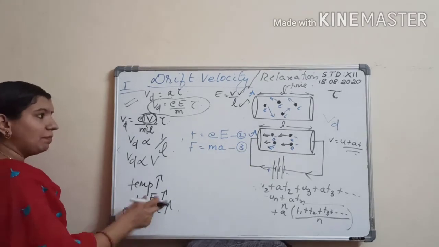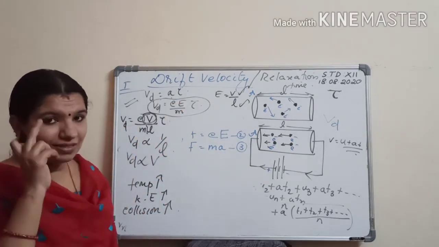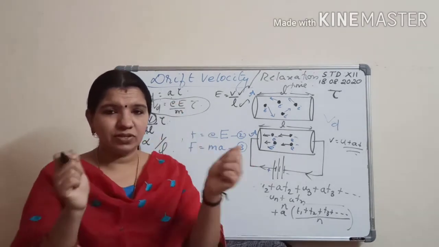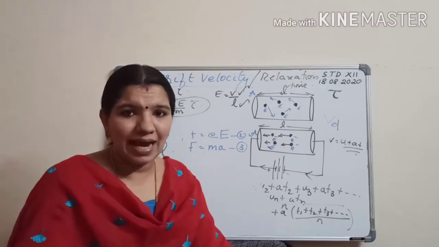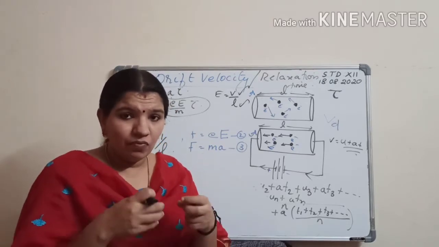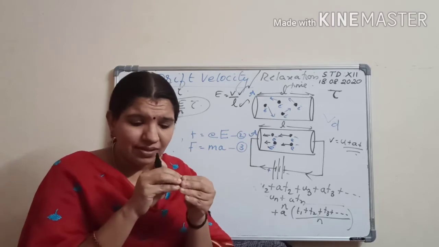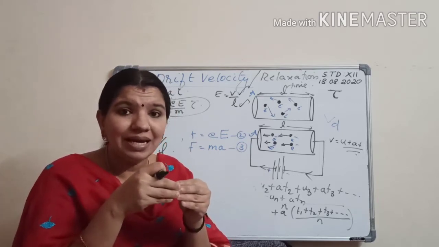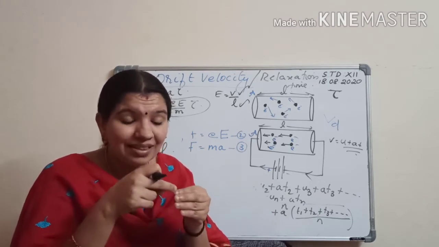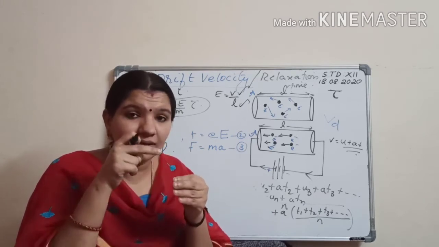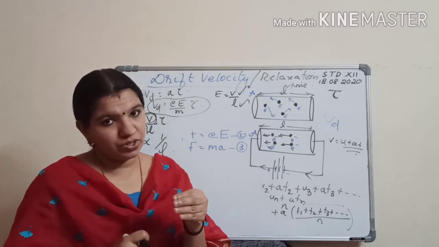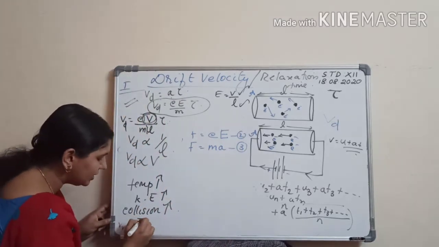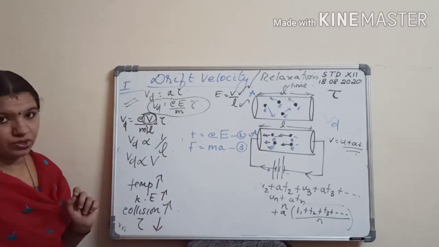Then what will happen to the relaxation time? You just think. When the collisions increase, that means sudden collisions are happening. When one electron collides with another, next it suddenly collides with the next one. So the relaxation time gets reduced. That time interval gets reduced. Understand? So relaxation time gets reduced.